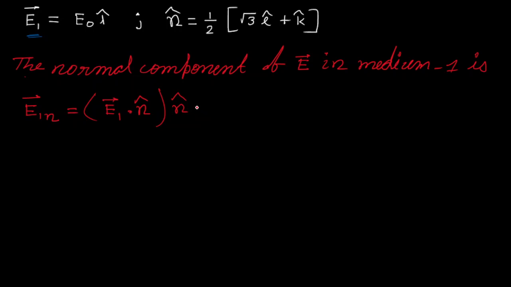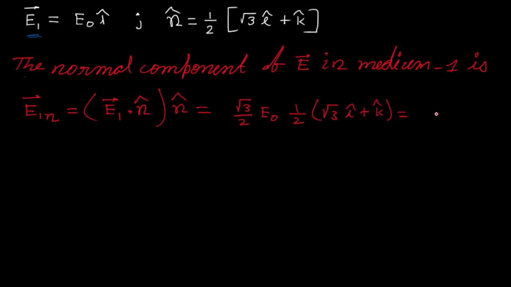So here we put these two here. Once you take the dot product of this E1 with this n cap, we'll get root 3 by 2 into E naught vector, and then you have to multiply the unit vector again. So in this case, half root 3 i cap plus k cap.